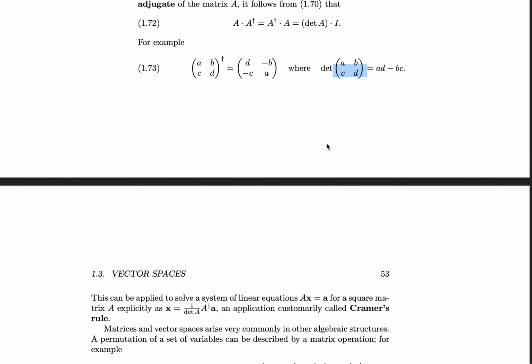This then means that, since we can apply this property, we can solve Ax equal to a by multiplying by the adjugate on the left and then dividing through by the determinant. That is, applying this identity to this equation, we get x is equal to 1 over the determinant of A, times the adjugate of A, times the vector a. This is called Cramer's rule.